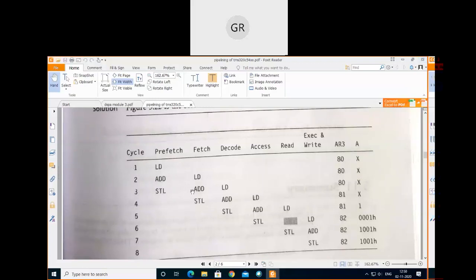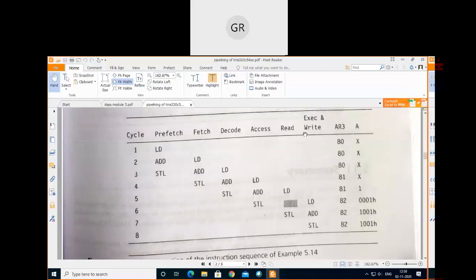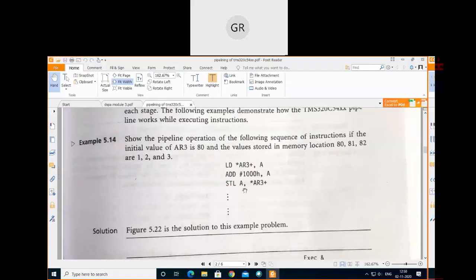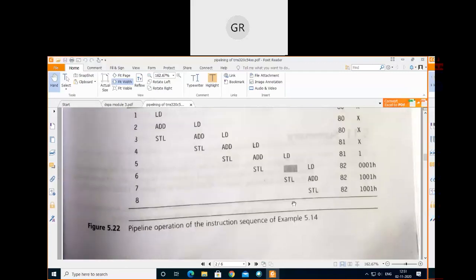Again ADD: prefetch, fetch, decode, access. Okay, then STL: prefetch, fetch, decode, access, read operation, and execute and write operation. Okay, please go through this example. It's very important.